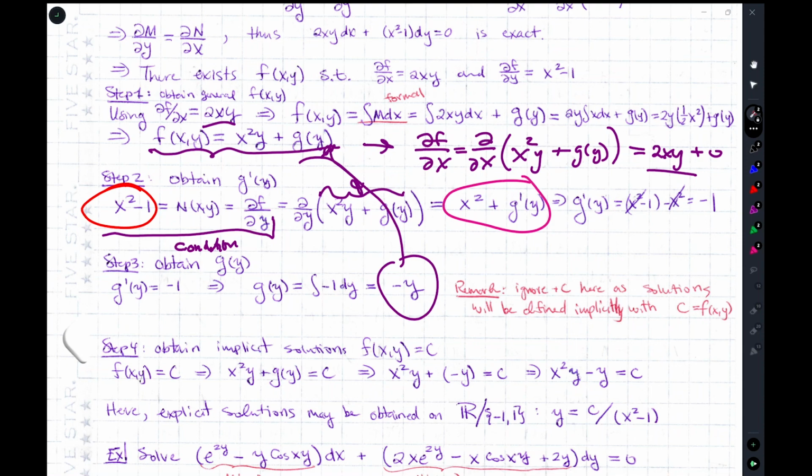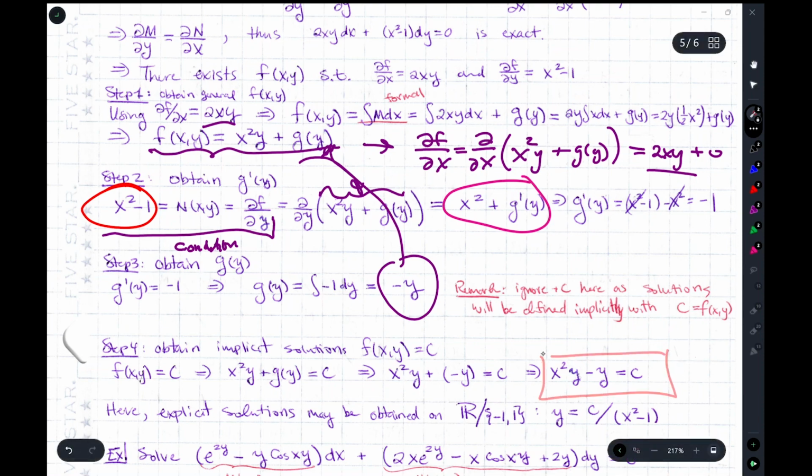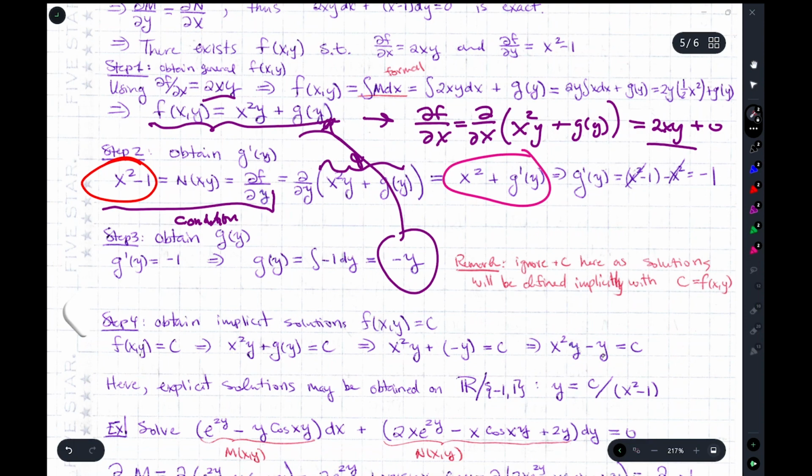Our function f of x,y again is what's up here, x squared y minus y. So this is f of x,y. Set it equal to c. And so you could see that the level curves of f of x,y are the solution curves. And sometimes you can't simplify beyond that. Here, you could actually solve for y in terms of x, but you got to be careful.